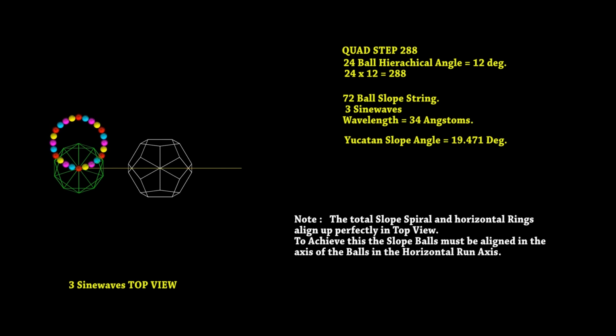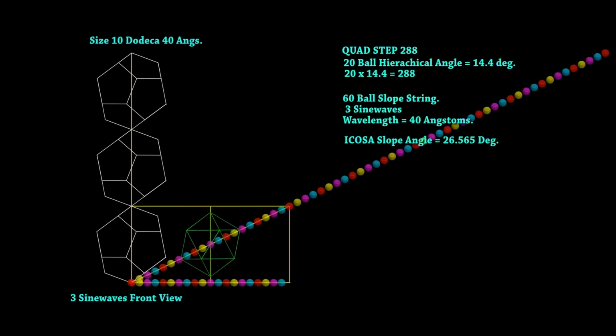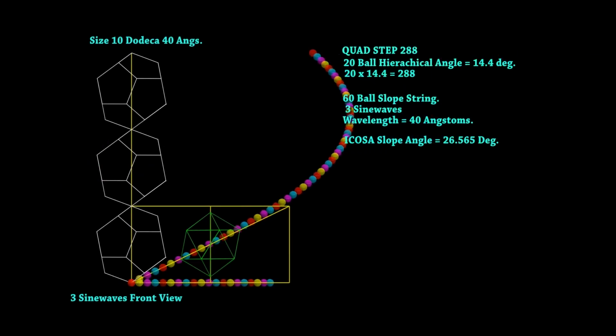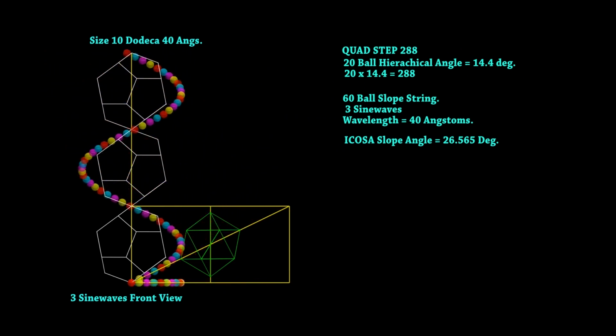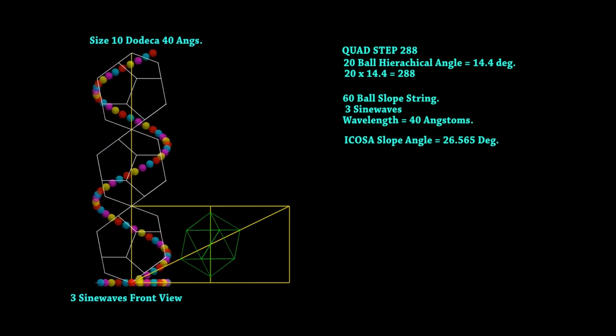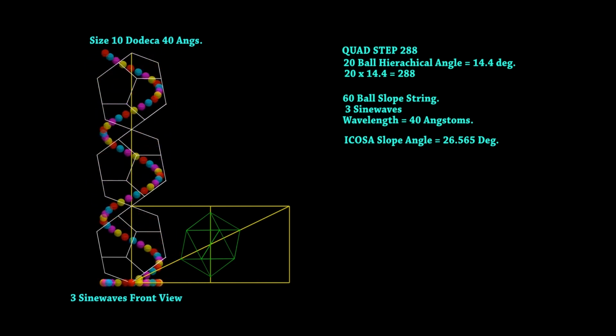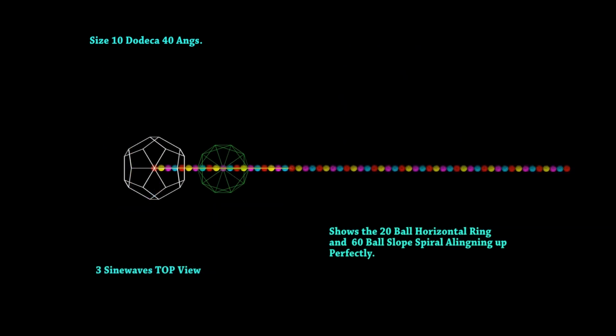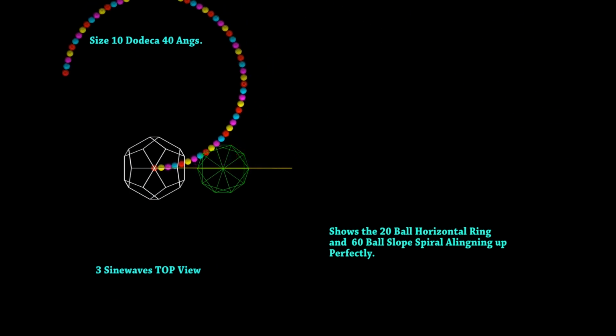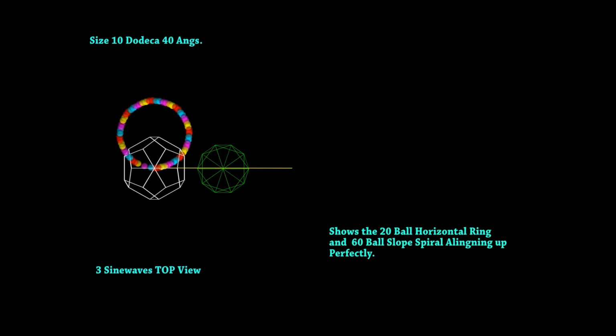Okay, now I'm going to show you the slope angle for the Icosa in an animation. And you can see that this produces 3 sine waves in the wavelength of 40 angstroms. This will be the spherical diameter of a size 10 Dodeca. It could also be a size 10 cube. Now I'll show you this animation in the top view. You can see it lining up again. And you can see perfectly that the spiral and the ring are lining up spot on.